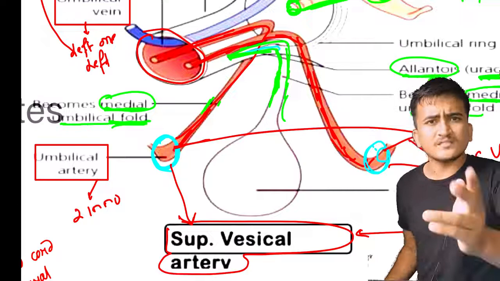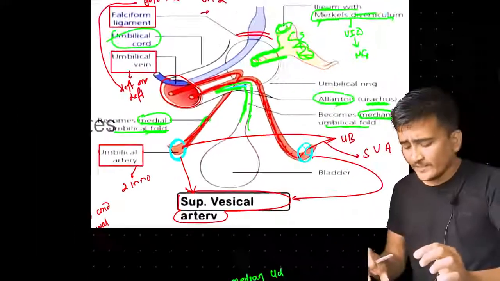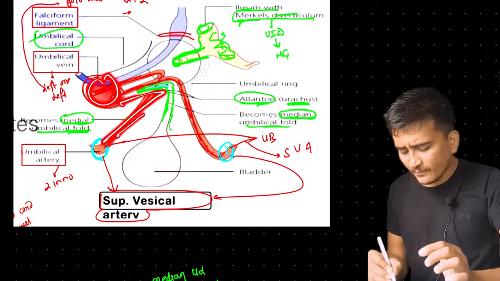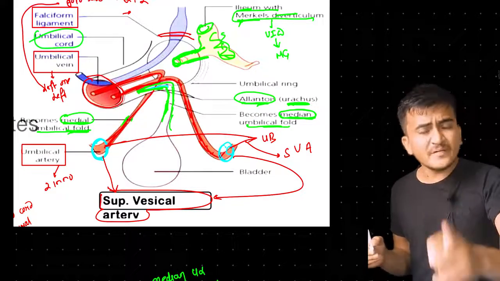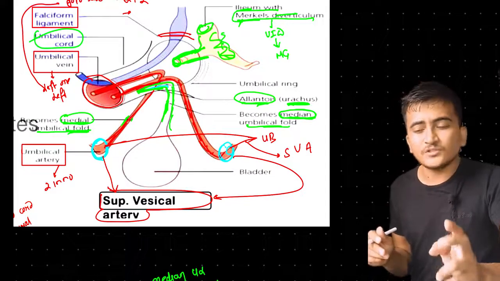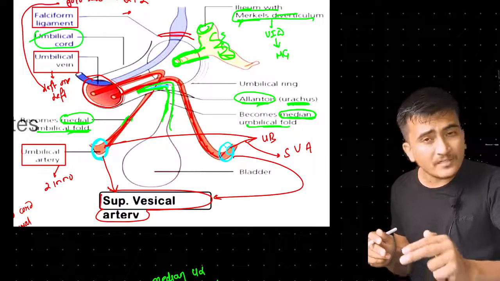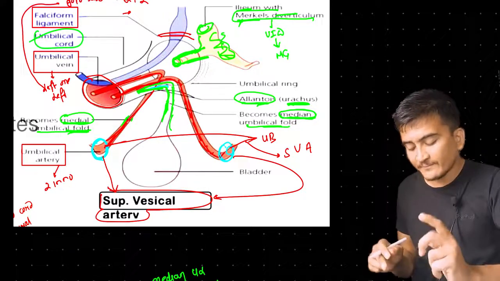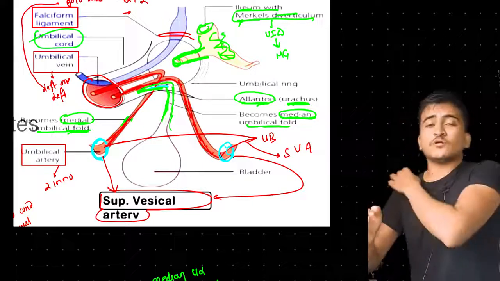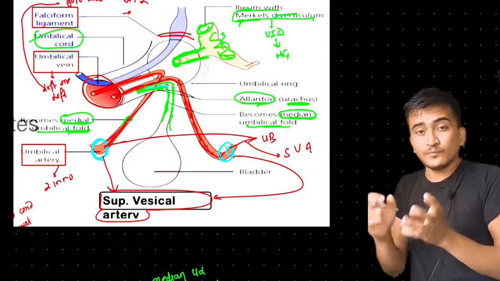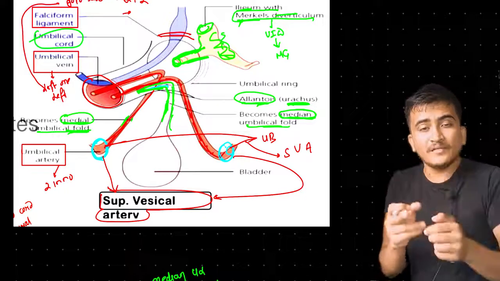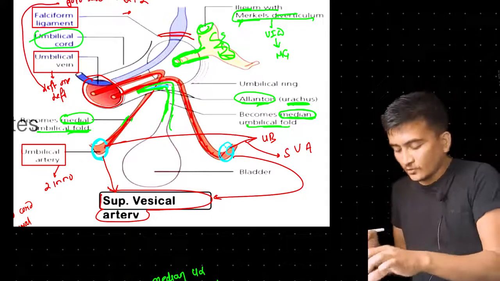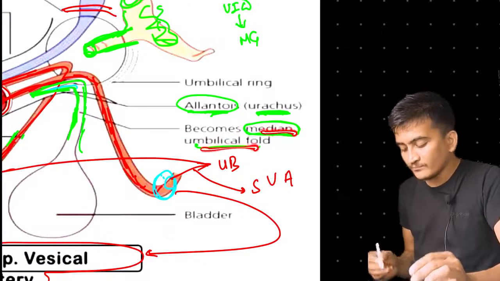What I said is, this is the proximal part, this is the distal part. The distal part of the umbilical artery will form the medial umbilical ligament, and it is covered by double folded peritoneum. That double folded peritoneum is called the medial umbilical fold.